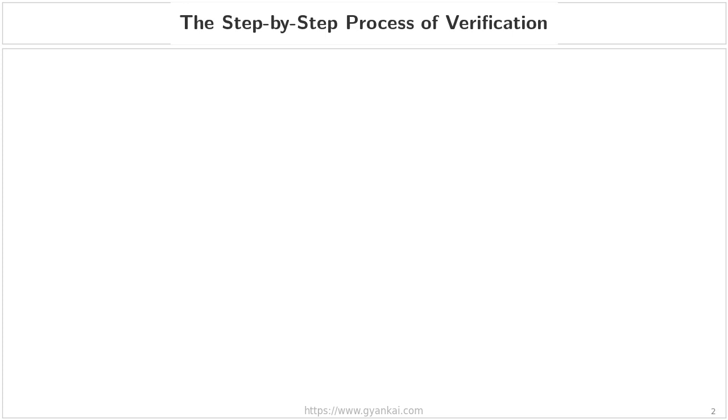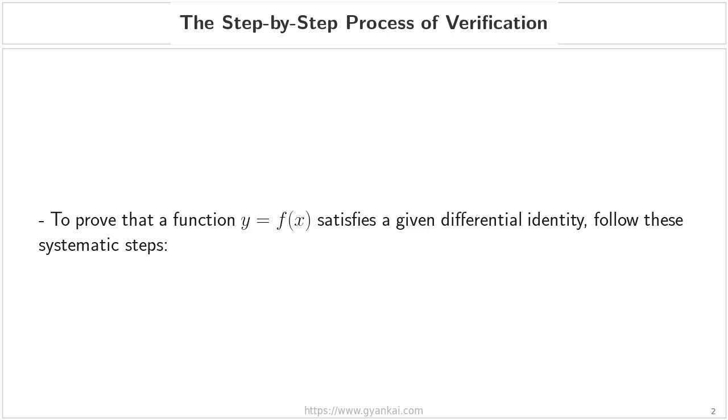The step-by-step process of verification. Now that we have established what a differential identity is, let us move on to the systematic process we use to verify one. To prove that a function, y equals f of x, satisfies a given differential identity, you should follow these four structured steps.